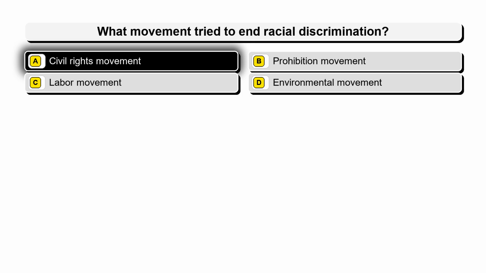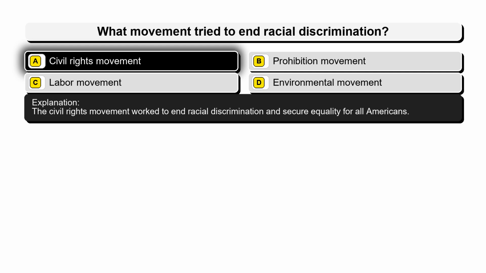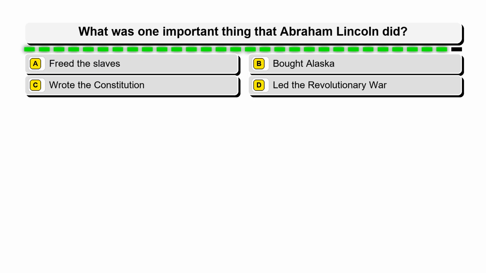The correct answer is option A, Civil Rights Movement. The Civil Rights Movement worked to end racial discrimination and secure equality for all Americans. Question 44. What was one important thing that Abraham Lincoln did?